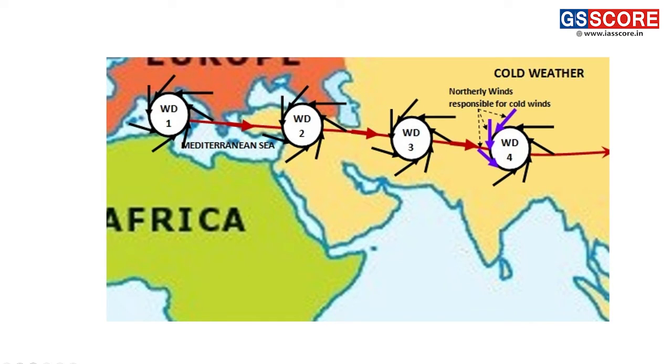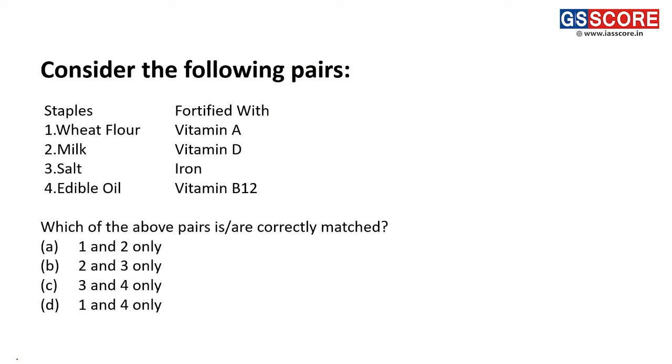So here we can see the western disturbances. Where is it originating? It is originating in the Mediterranean Sea, and some of the disturbances also originate in the Caspian Sea. Then it travels towards India, and the rainfall occurs because of the western disturbance. Very important from the perspective of current affairs.